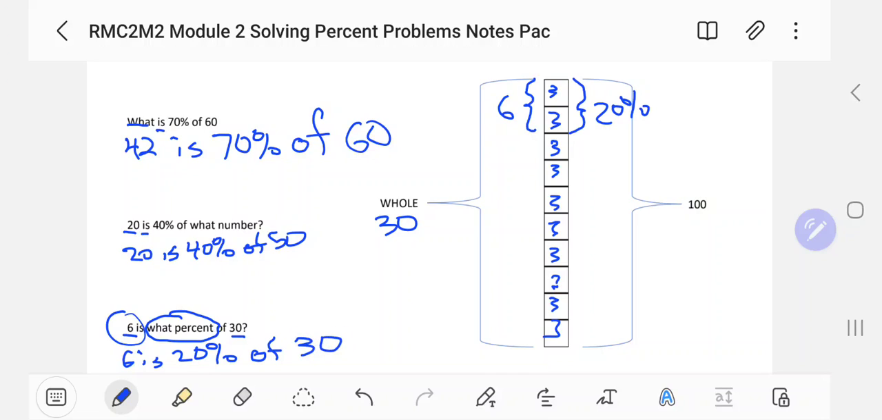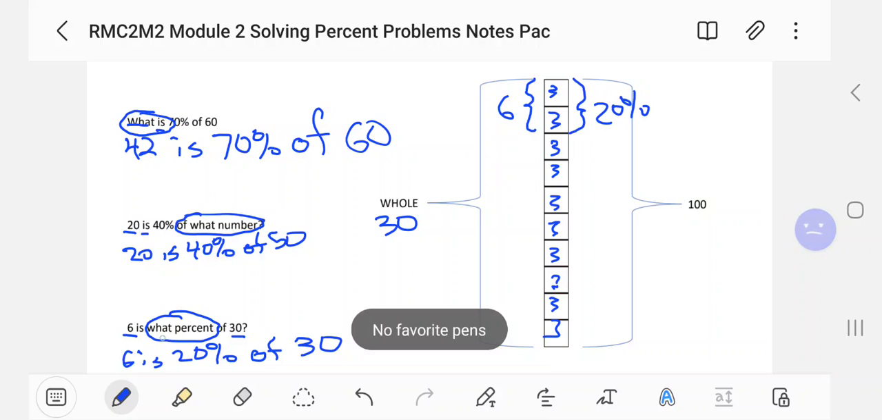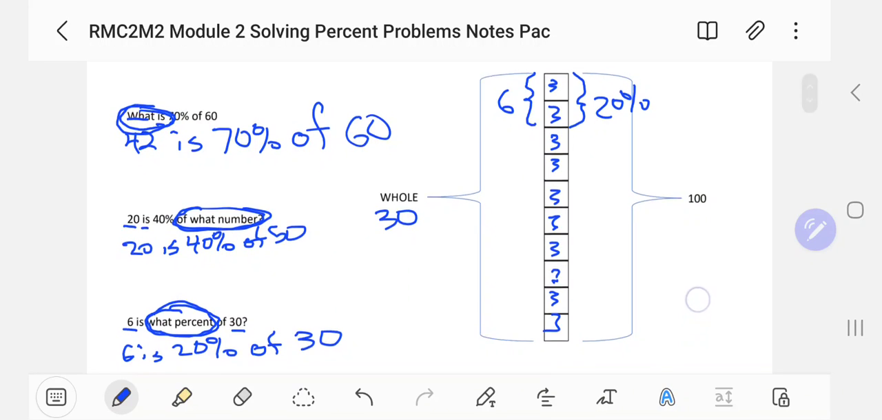All right, so this is where we're headed. We're trying to get all these different things. This one said "what is," this one said "of what number," and this one said "what percent." So circle all those little pieces. Make sure you have the words what percent, of what number, and what is. There are some key phrases in there that you'll see patterns in and be able to use to help you solve these.